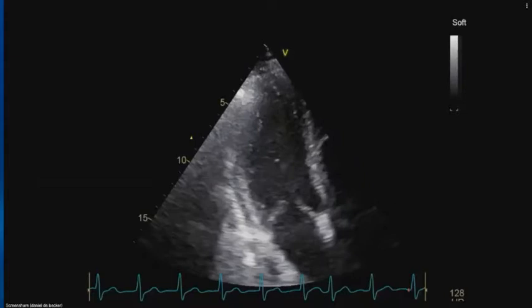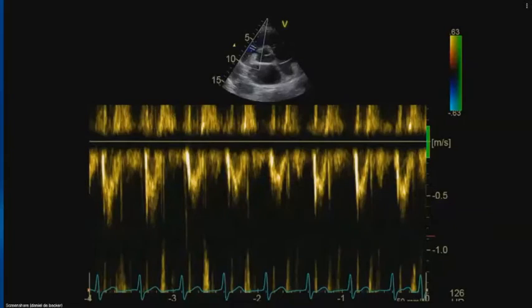What is the impact of mechanical ventilation? We can see here the pulmonary artery flow detected by echo. And you can see that during expiration here and inspiration here, there is a marked fluctuation in this right ventricular stroke volume. And this is indeed due to the increase in right ventricular pressure during the inspiration of this patient.